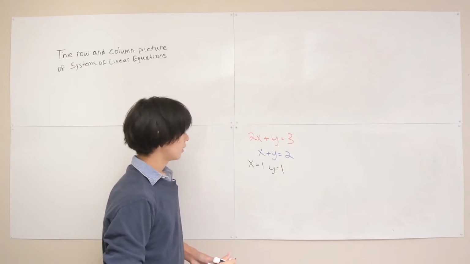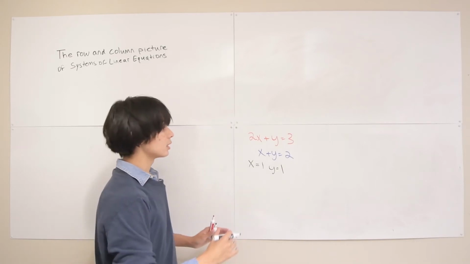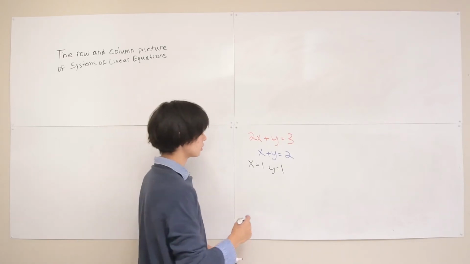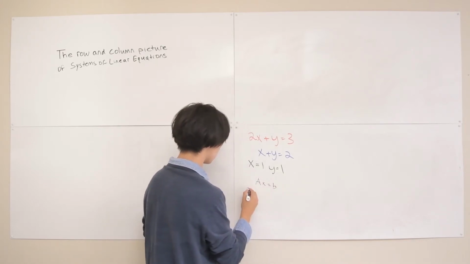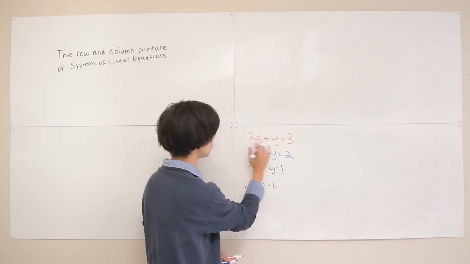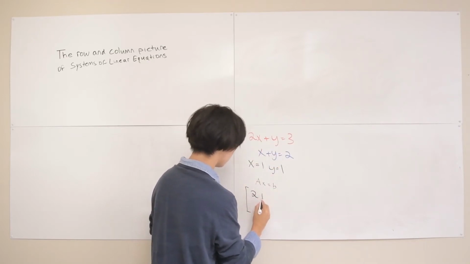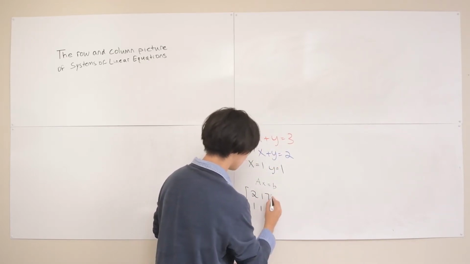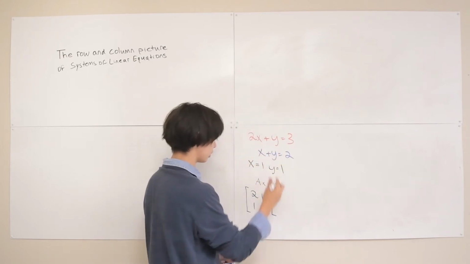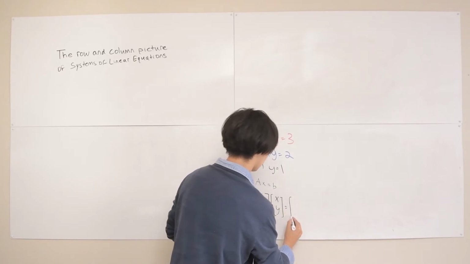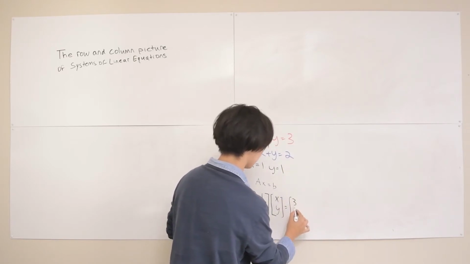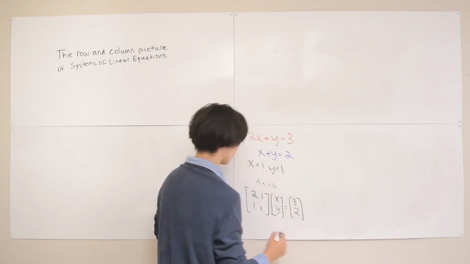And as we learned before, we can represent this as a matrix equation. So let's do that quickly, in Ax equals b form. Let's create our coefficient matrix A first. That's going to be 2, 1, 1, 1. And then next up our variables vector, x and y. And then equals the right-hand side here, 3 and 2. Okay, great. So that's our Ax equals b.